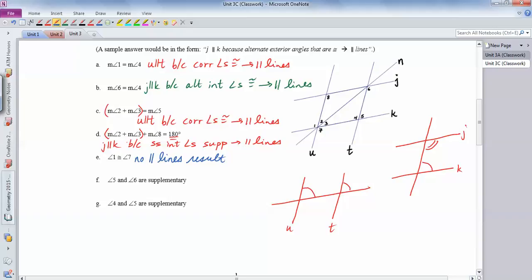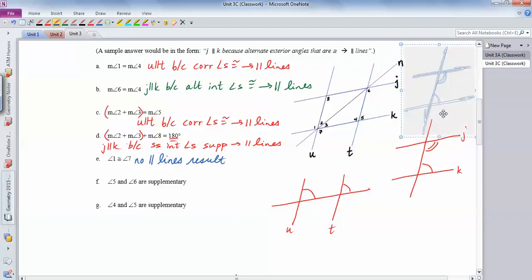Let's look at 5 and 6 are supplementary. So 5 is formed by T and K, and 6 is formed by T and J. So here's 5 and here's 6, and we know that they add up to 180. You might be able to tell this without even sliding it over. Well, those are same side interior again, and they're supplementary. So in this case, it's J and K that are going to be my parallel lines. So J is parallel to K because same side interior angles that are supplementary give you parallel lines.